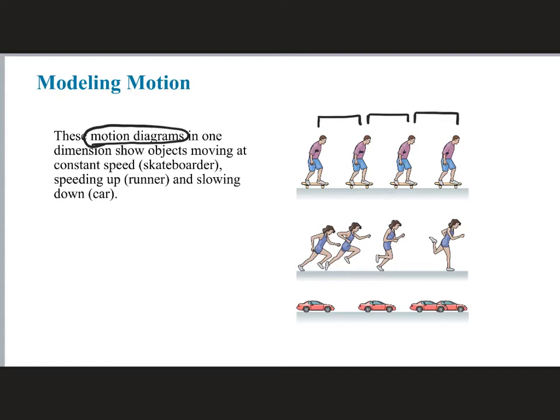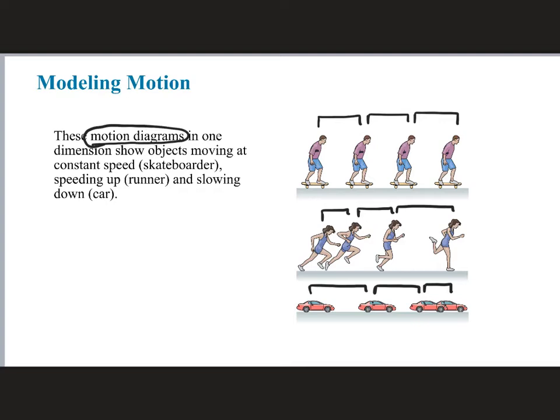motion diagram. The second diagram, you could see the runner increases the amount of distance she covers in each time. That's an example of acceleration. And then you could see a car that decreases its distance in each time interval, and the motion diagram tells you that object is slowing down.